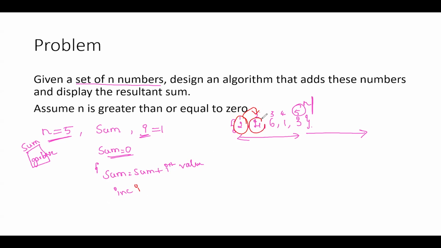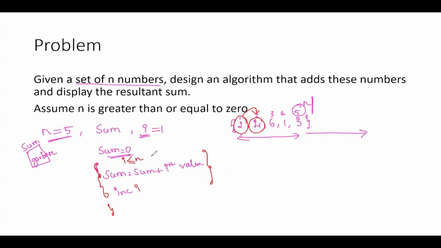And then once again, I'll add it to sum. So these two statements we want to happen repeatedly. Hence, we will keep both these statements within a loop. So what is the purpose of this loop? What we are going to check within this loop is whether the value of i is less than or equal to n or not.